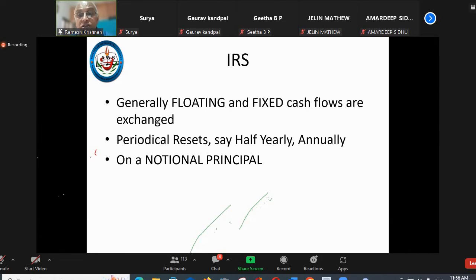And on a notional principal. In the earlier slide, I said your SLR portfolio you cannot sell because mandatorily, as long as you are having an NDTL, you have to hold the SLR. But you want to protect against the fall in bond prices and the attendant rise in mark-to-market depreciation.